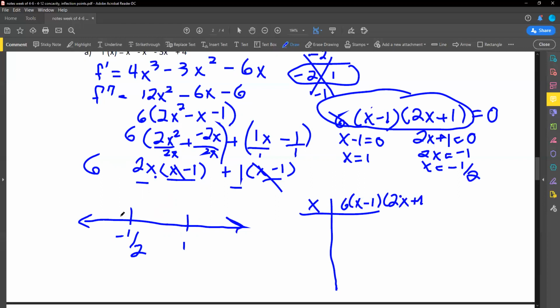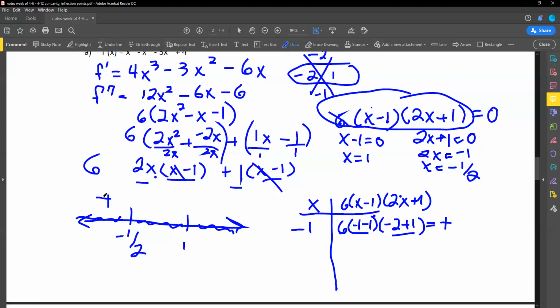So you have 3 regions, 1, 2, 3. I'm going to pick a number in each one of those 3 regions. The first region is less than -1/2. I like -1, so I'm going to plug -1 in there. I get -6 times -1 minus 1 times -2 plus 1. So what we have is a positive, a negative, and a negative. Whatever it works out to, it's going to be a positive number. All right, so I know it's positive here.